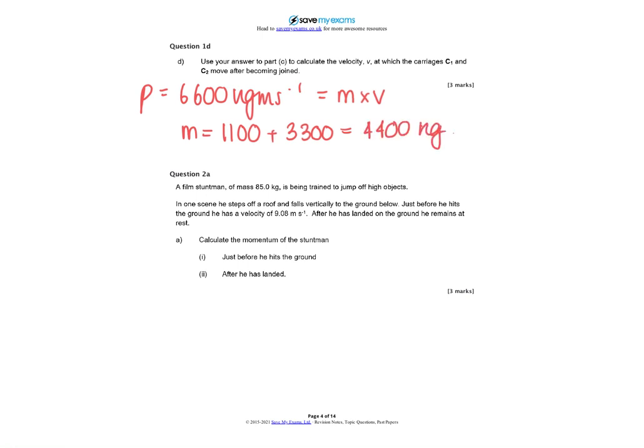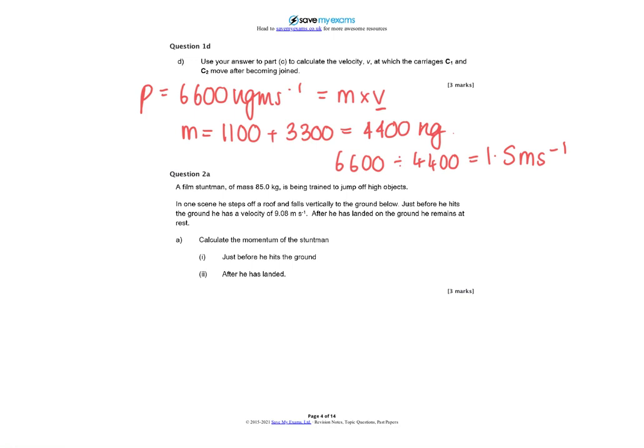So if we add 1,100 plus 3,300, those were the masses of C1 and C2, we get 4,400 kilograms. To work out our final velocity, we're going to take our total momentum, divide it by our total mass, and we get 1.5 meters per second. So that is our final velocity of both of the carriages joined together.